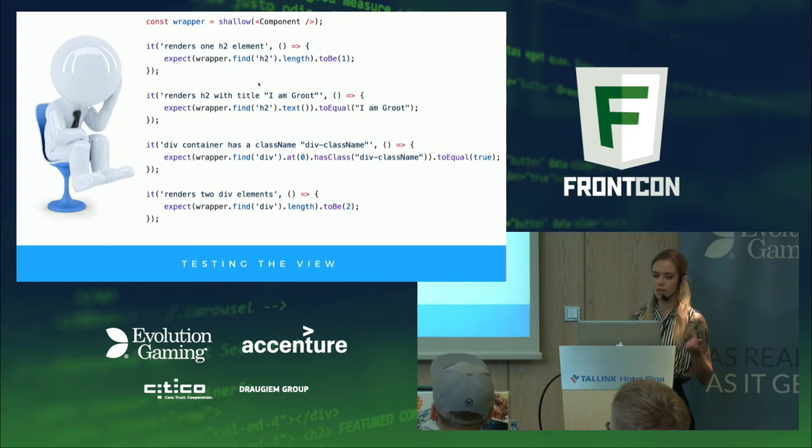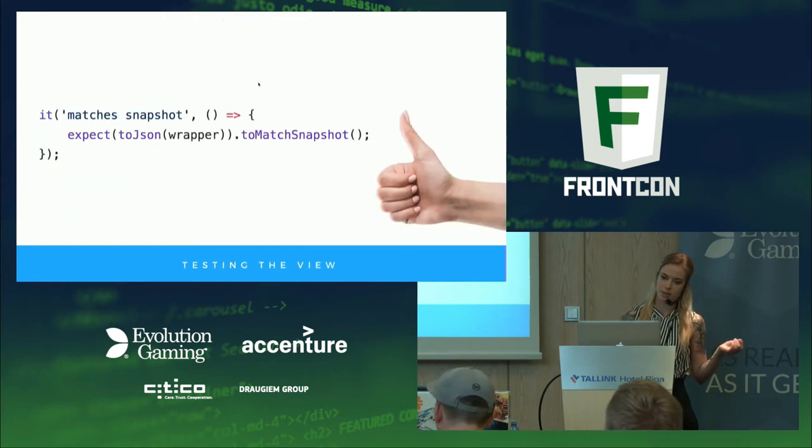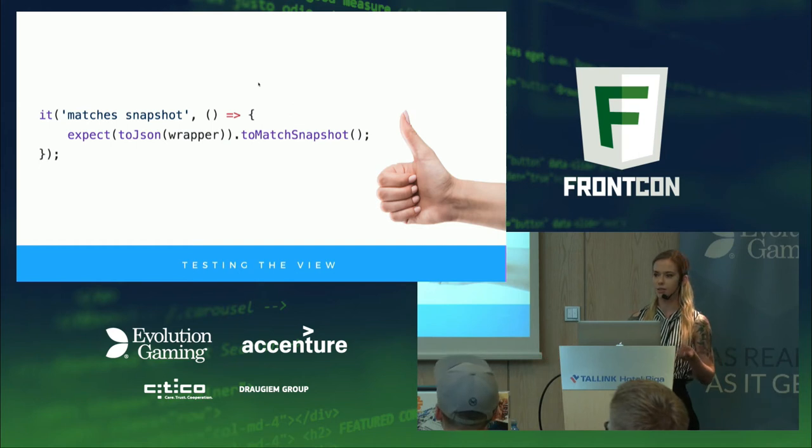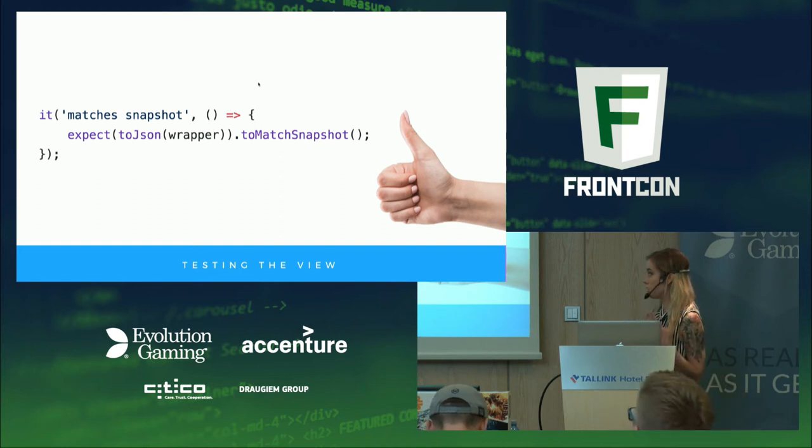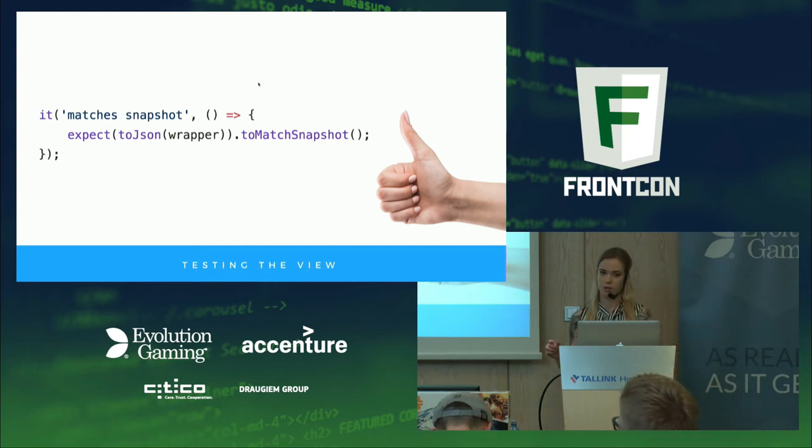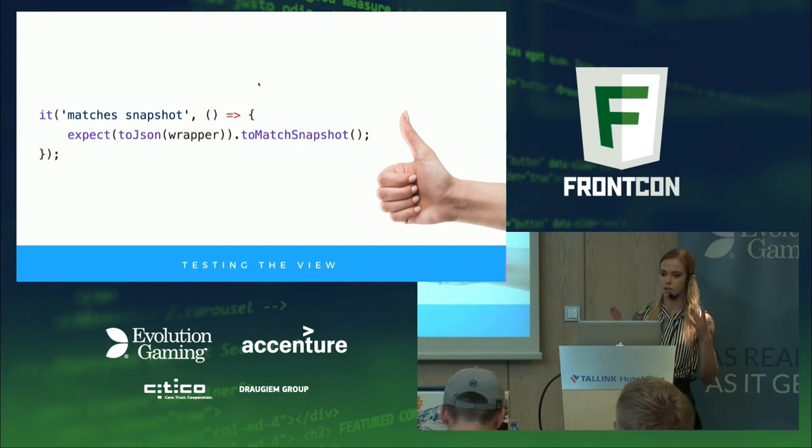So the solution to this problem is snapshot testing. With a single line of code, you can test the whole component's output. And as the name suggests, this test generates a snapshot. And a snapshot itself is a small JSON file, which is a copy of your rendered component. When you're changing the view, it compares the current view to the previously stored snapshot. And if they are different, the snapshot fails.